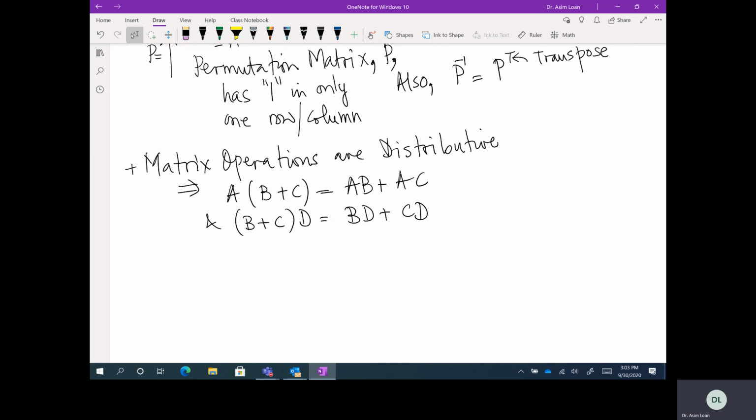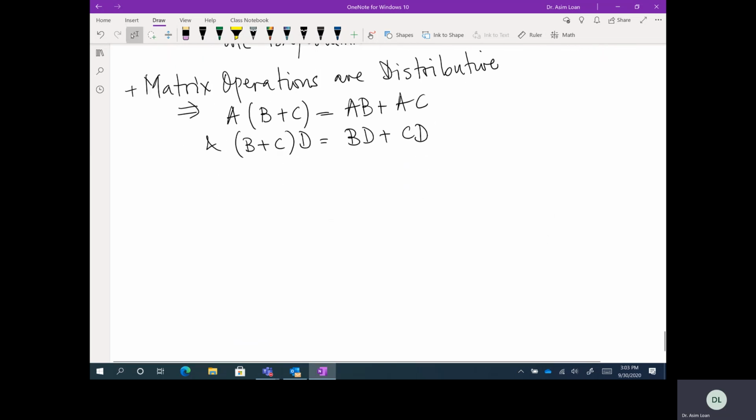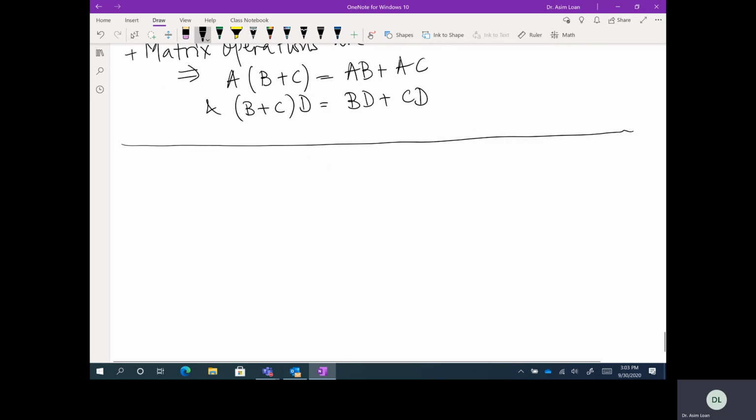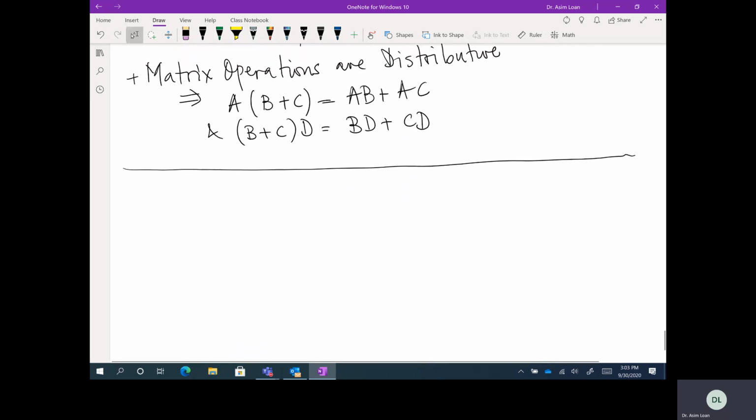So let's go back to the elimination problem and do row elimination by matrix multiplication. Let's go back to this example and do row reduced echelon form using the elimination matrices. So what are those elimination matrices? Again, let me write the example.